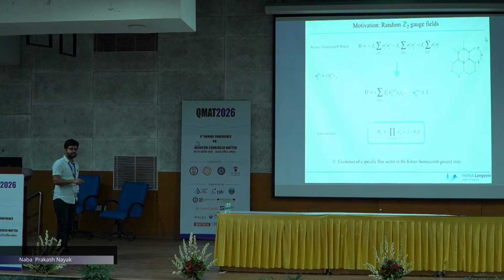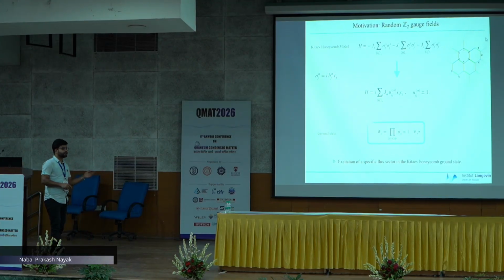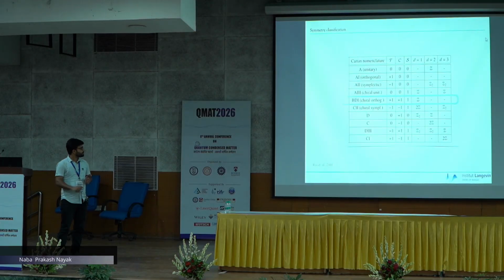And then if you want to understand the excitation spectrum of this Hamiltonian, all you need to do is to flip this u_ij bond and create these fluxes locally in each plaquette. And in our model, that's what we intend to understand. Now, what is the symmetry of this problem? Symmetry-wise, it belongs to this BDI class of problems with these particular signs for time reversal, charge conjugation and sublattice operators.